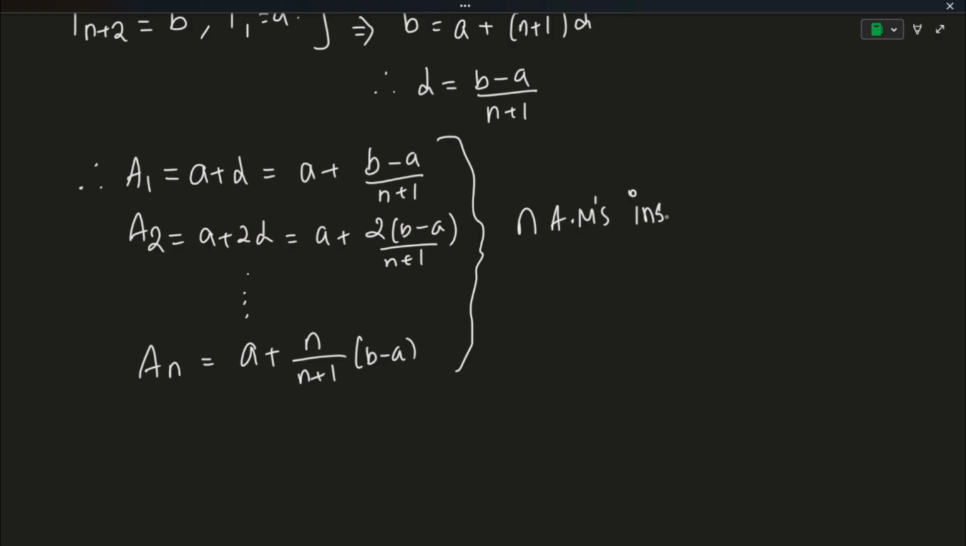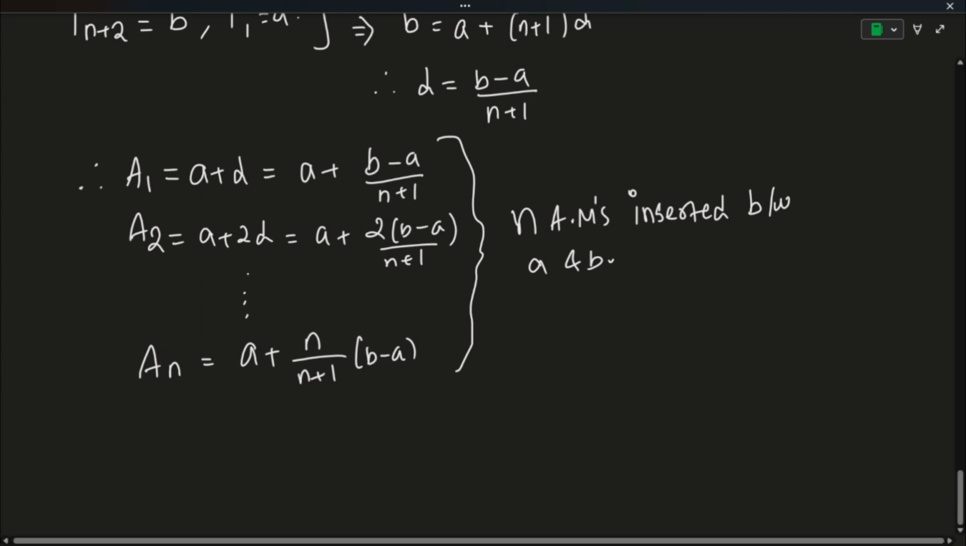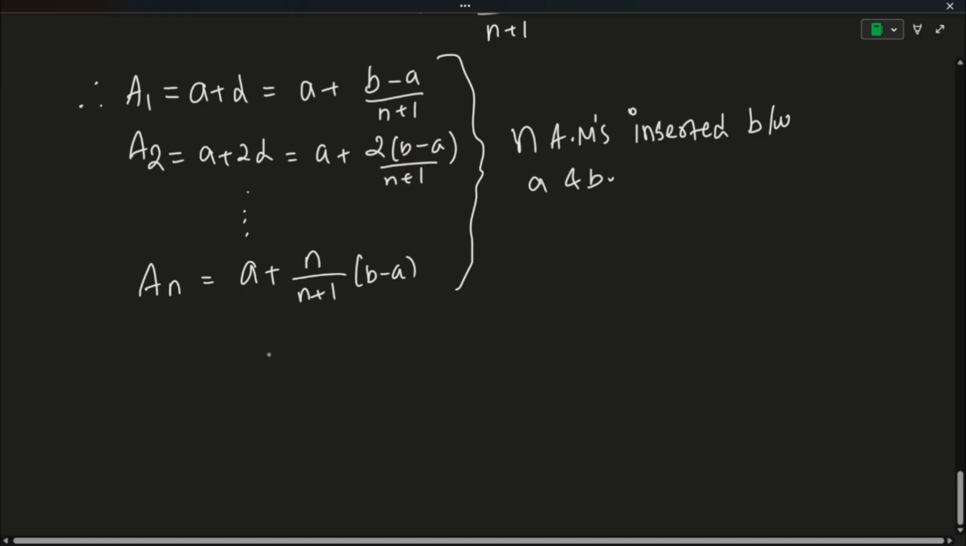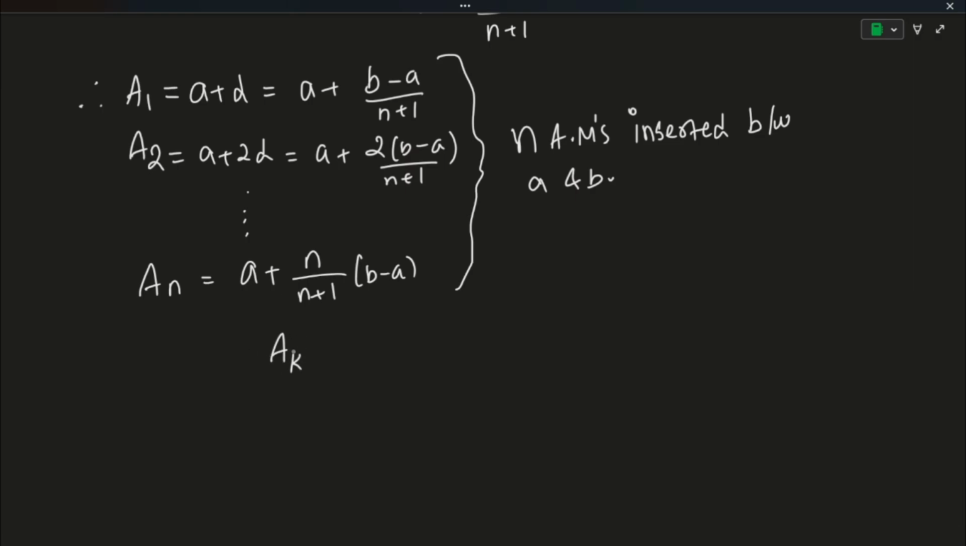inserted between A and B. Okay, these are the n AMs inserted between A and B. So we have to use this. Okay, now generally कोई भी kth arithmetic mean इसमें अगर है, I can generalize a formula कि जो kth number in this n arithmetic means is going to be A plus k by n plus 1 whole into B minus A. Okay, and we will be done with this.